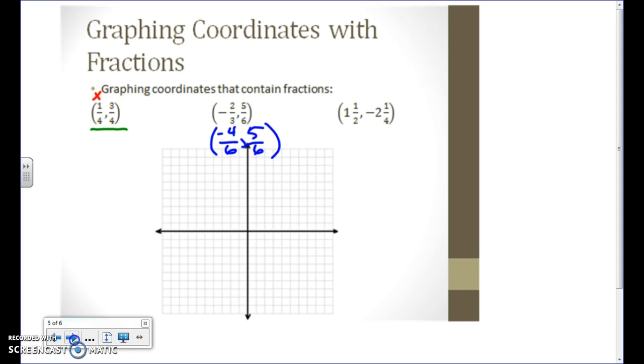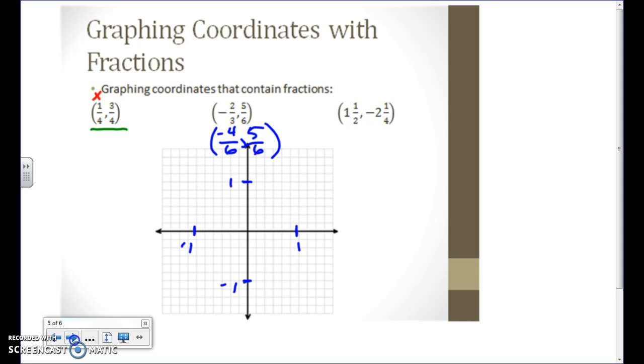So every 6 is a whole. So there's 1, 2, 3, 4, 5, 6. There's 1. 1, 2, 3, 4, 5, 6. There's 1. And 1, 2, 3, 4, 5, 6. There's 1. Okay, so each of these little rectangles now doesn't represent a whole anymore.